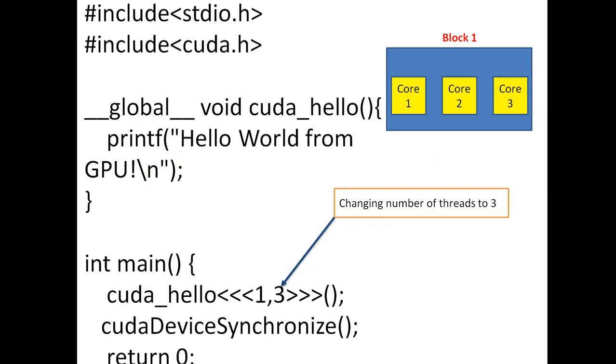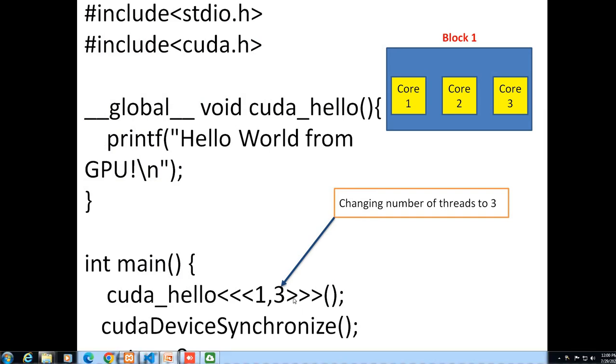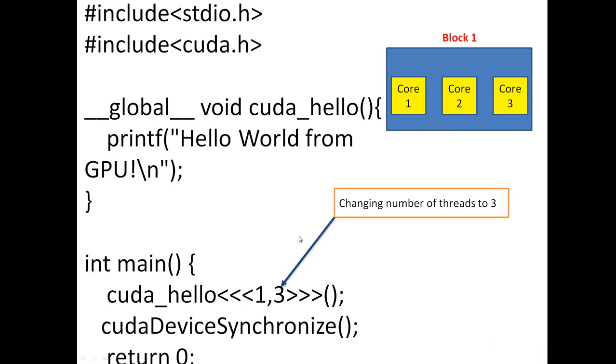So now suppose we change the program with the kernel 1, 3, that means you have one block and 3 threads. This is how it looks, and you are trying to run this program. Let's see what the difference is going to be between 1, 1 and 1, 3. Naturally you know that in all these places there is going to be a function cuda_hello executing, so the 3 hello worlds have to be printed.